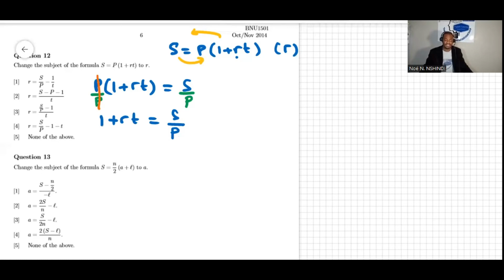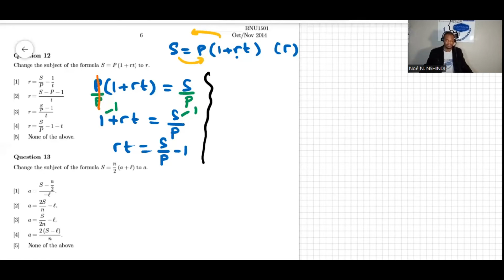Then I need to get rid of this one here. It's a positive one. How can I do it? I will minus 1 here because it's a positive one, I'll minus 1 there, and then I must minus 1 there also. So this will be RT equal to S over P minus 1.